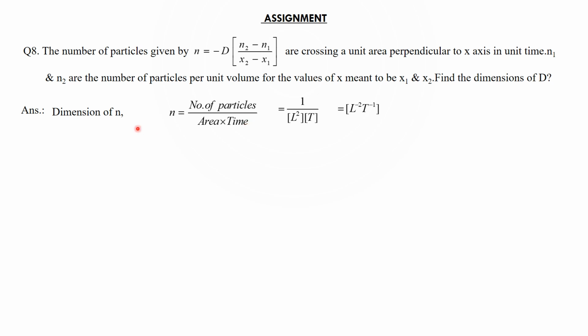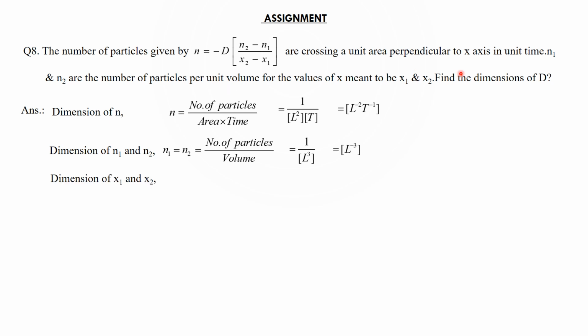Okay, another piece of information. n1 and n2 are the number of particles per unit volume. So their dimension is number of particles upon volume, that is 1 by L cube, that is L minus 3. Okay, and along the x-axis, x1 and x2 are distances, so they will have the dimension L. Now this is our equation. Let's put the dimensions on both sides. For n it is L minus 2 T minus 1, and D we will find.